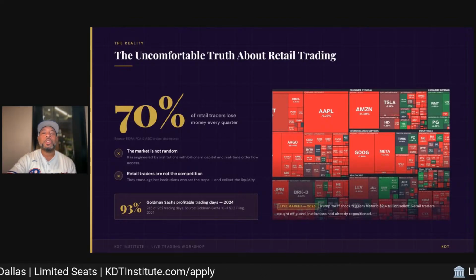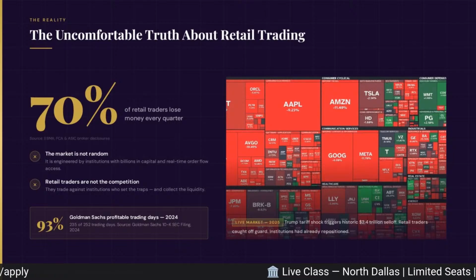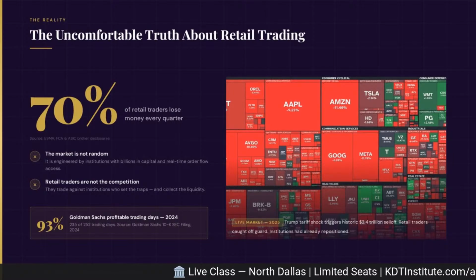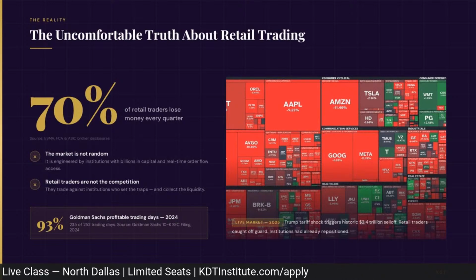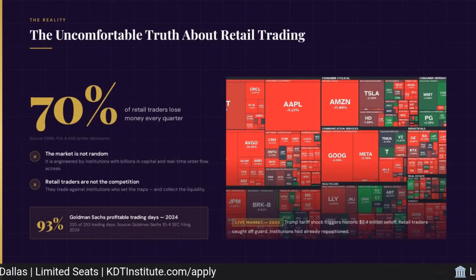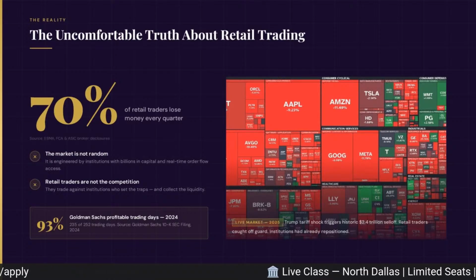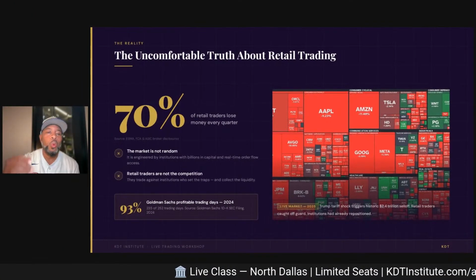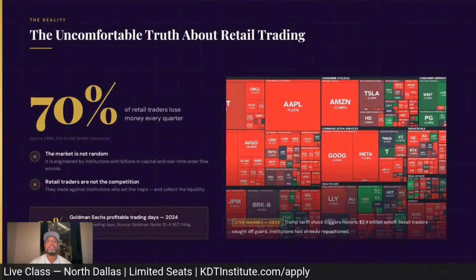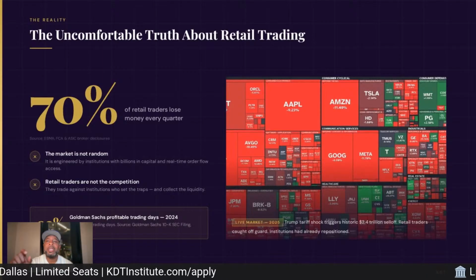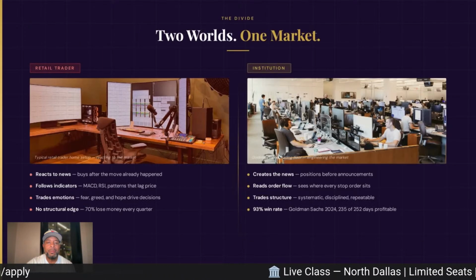Here's the uncomfortable truth about retail trading. You guys ready? 70% of retail traders lose money every single quarter. And the reason is that they're approaching the markets, but they don't understand that the market is structured. It's not random. And the retail traders are not the competition. It's the big banks. It's our job to understand what the banks are doing and then to be able to trade in a fashion that mirrors what the banks are doing. And the way that happens is for us to understand what they do and the type of moves that they make. Come on, I'm starting to have a good time.